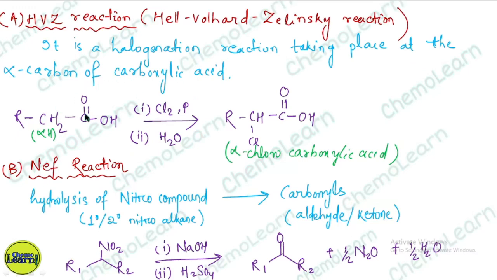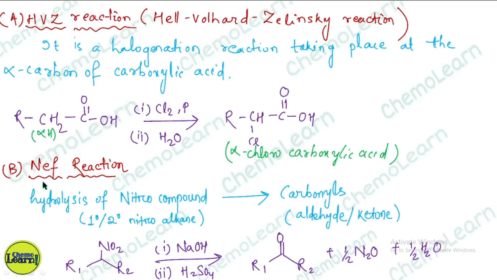This is our carboxylic acid, and the carbon atom which is present in the immediate vicinity of our functional group, that is COOH group, is known as alpha carbon atom, and hydrogen atom attached to alpha carbon atom is known as alpha hydrogen atom. Here one of the alpha hydrogen atoms is replaced by chlorine atom, and we are getting alpha chlorocarboxylic acid in the presence of phosphorus and chlorine.